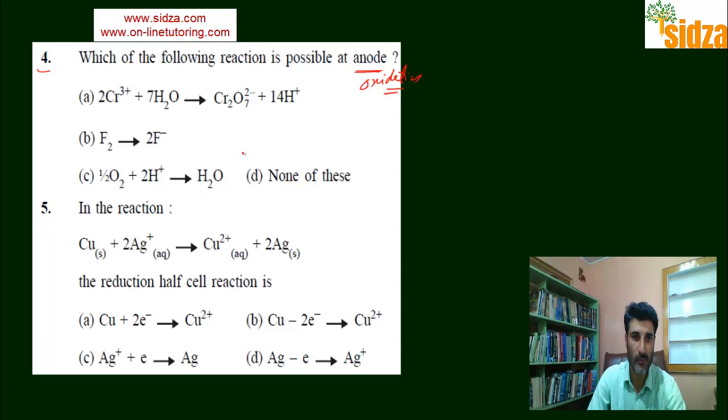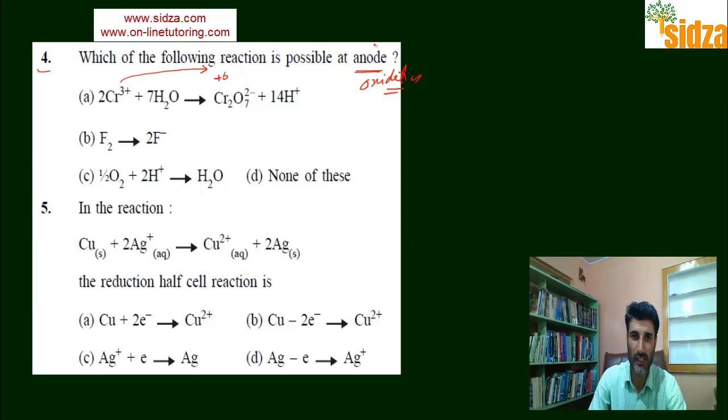So look at this, B is the gain of electrons. And if you look at option A, the chromium 3+ over here changed into chromium +6. If you look at the oxidation number of the chromium, it changes from +3 to +6, which means that this is an increase in the oxidation number. Increase in oxidation number is oxidation, because when there is loss of electrons, the oxidation number will increase.